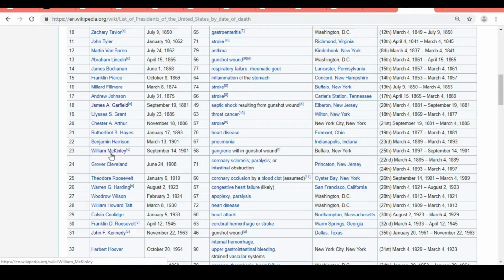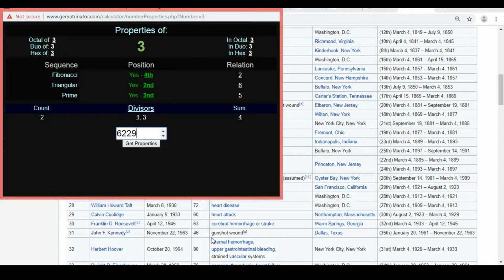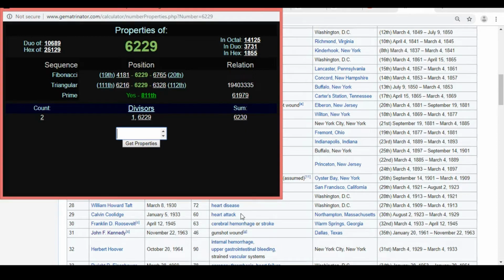And if we look at the last two presidential assassinations, William McKinley and John F. Kennedy, there was a total of 62 years, 2 months, and 9 days, a total span of time between their deaths, and 6229 is the 811th prime number for the Revelation Wormwood ritual.